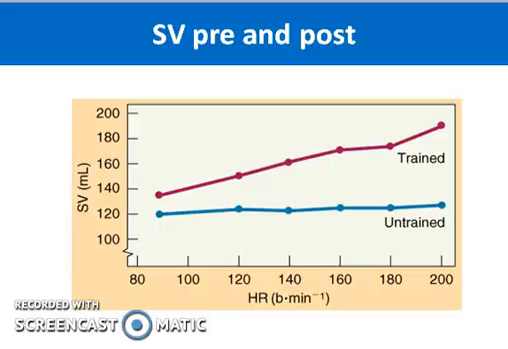As we can see from the trained line above, as it gets higher, there's more blood being pumped out of the heart per beat, supplying O2 and nutrients to the working muscles. This data is a clear improvement. Obviously, you look at the untrained line and there's a huge difference there.